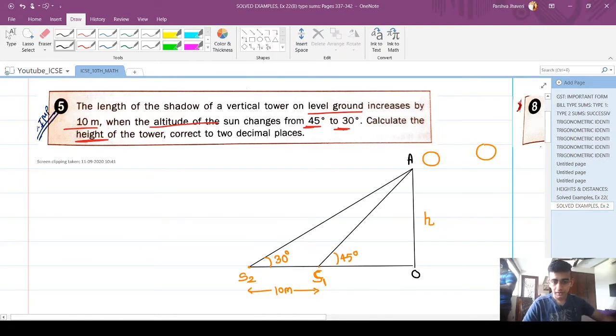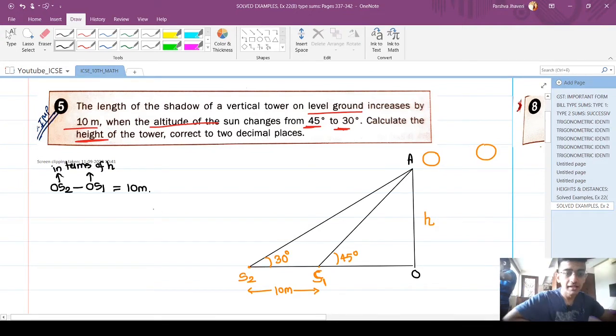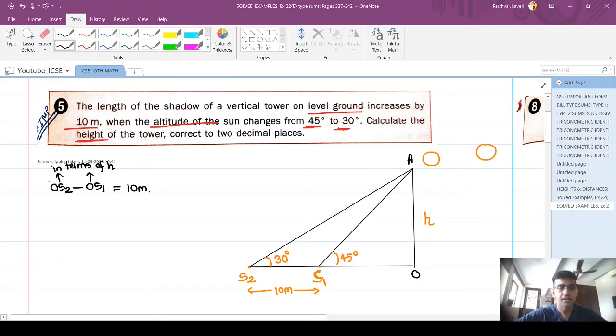Now, what they have given us is OS2 minus OS1 is equal to 10 meter. So if we can express each of these in terms of h, we'll be able to solve an equation which will give us the height. So how will we get these two lengths in terms of h? There's a simple way to do that. You will have to use trigonometry.